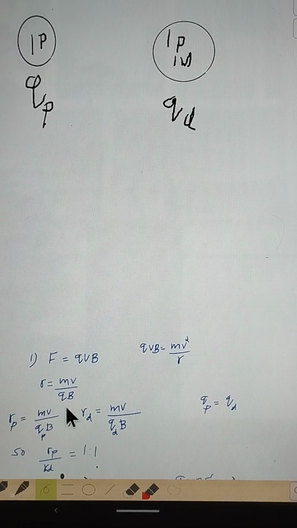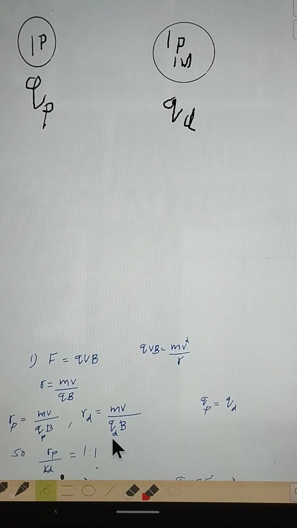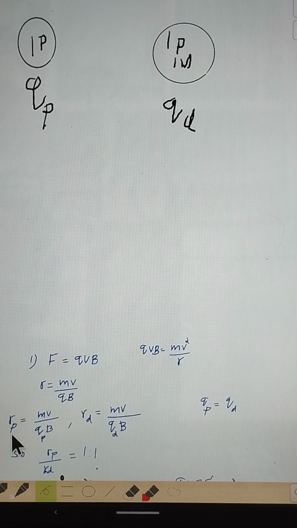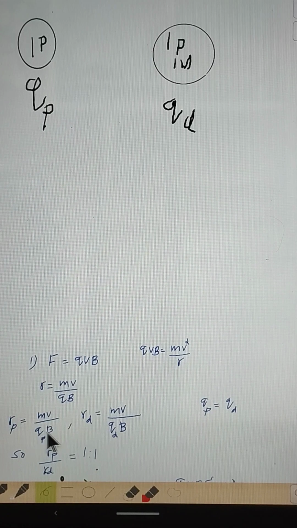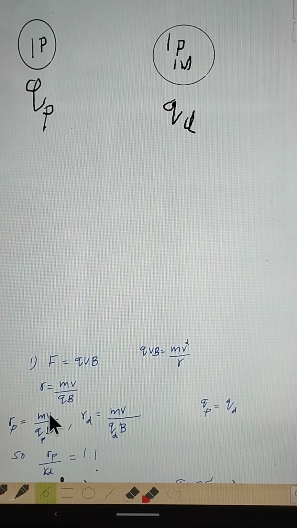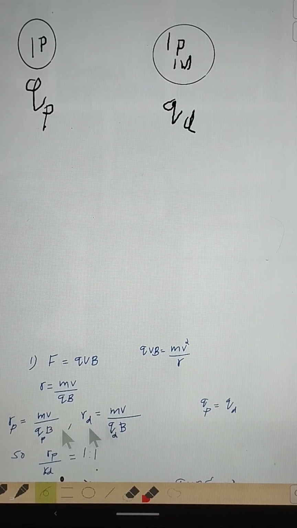And in the numerator we have momentum, and in the question it is given that both particles have the same momentum. So the numerator remains the same, and both are moving in the same magnetic field, so the B value also remains the same. Since the charge of proton is equal to the charge of deuteron, the radii of the paths described by proton and deuteron in the same magnetic field with the same momentum have the same magnitude. So their ratio is 1:1.